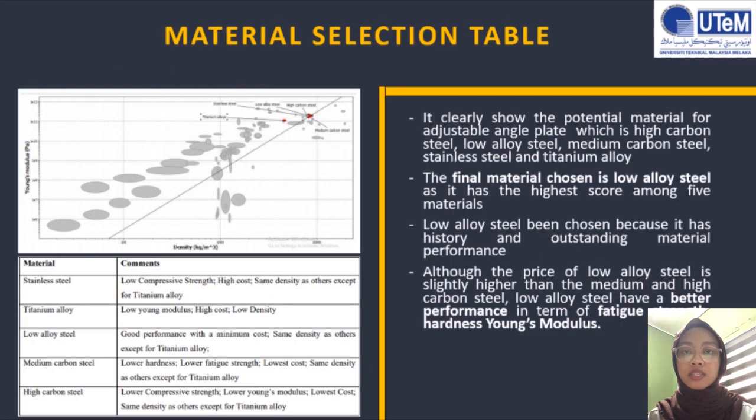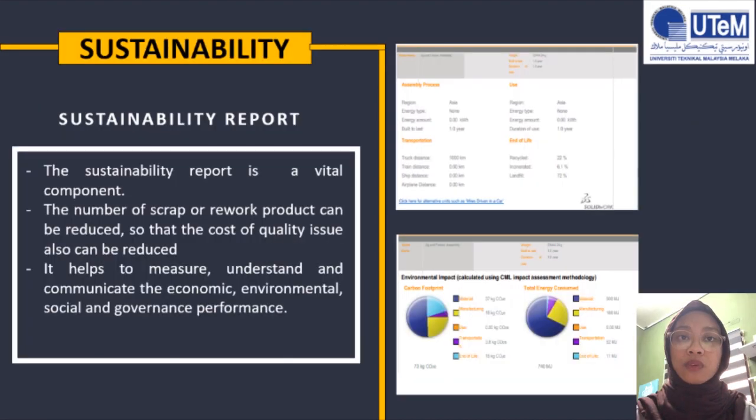This slide shows the potential material selection for the adjustable angle plate. The potential materials chosen are high carbon steel, low alloy steel, medium carbon steel, stainless steel, and titanium. The final material chosen is low alloy steel because it has the highest score among the others. Other than that, low alloy steel was chosen because it has a history in manufacturing plate and is also an outstanding material. Next, I will continue the presentation by briefly covering the sustainability report.